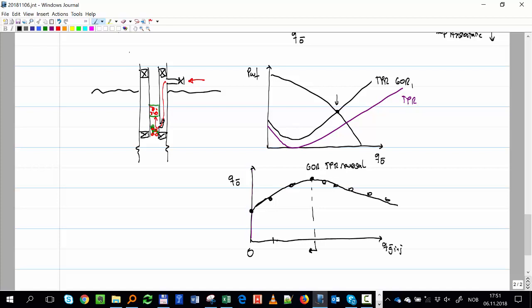Okay, so that's gas lift, and it's not the main topic of this course, but just to make you aware that we can relate it to the effect of GOR in the tube.